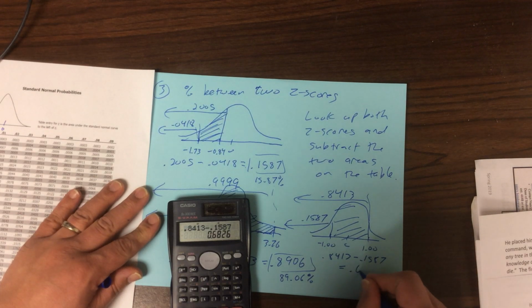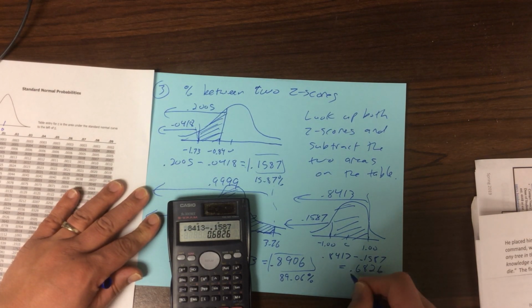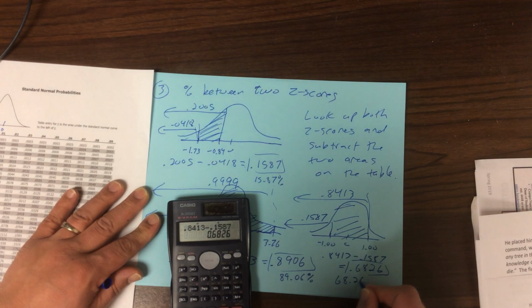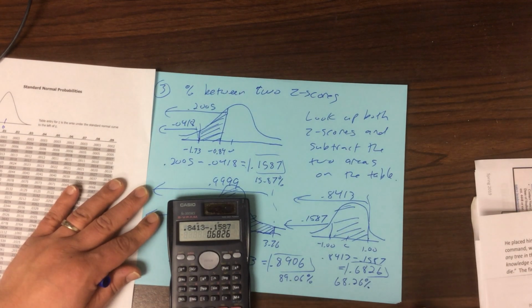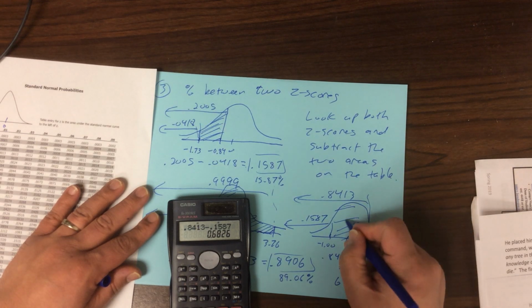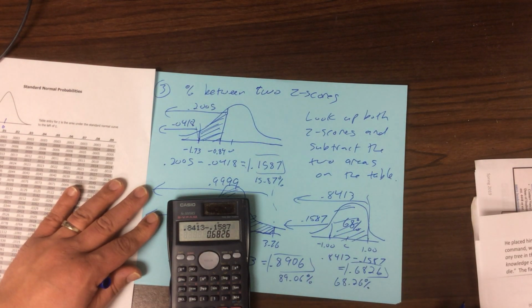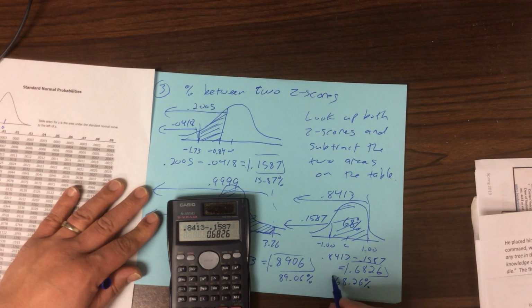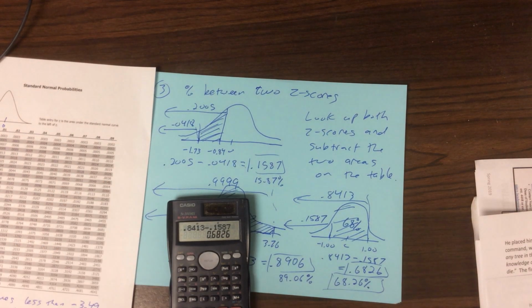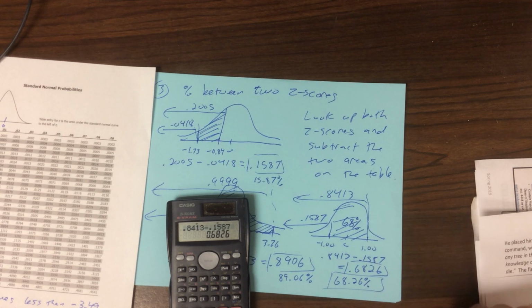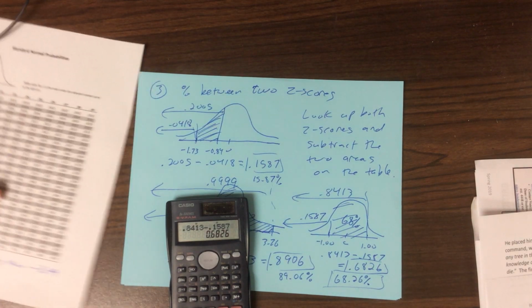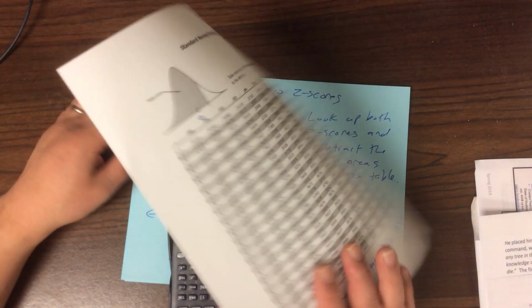And look at what we get. I get 0.6826. And look at that. What is that? 68.26%. Okay, notice the percentage I gave before. I said between 1 standard deviation is 68% of the data. Well, there you go. It's actually 68.26%, but when we round to the nearest whole percentage, we would round to 68%. So that's actually where that number comes from. You get it from this table.